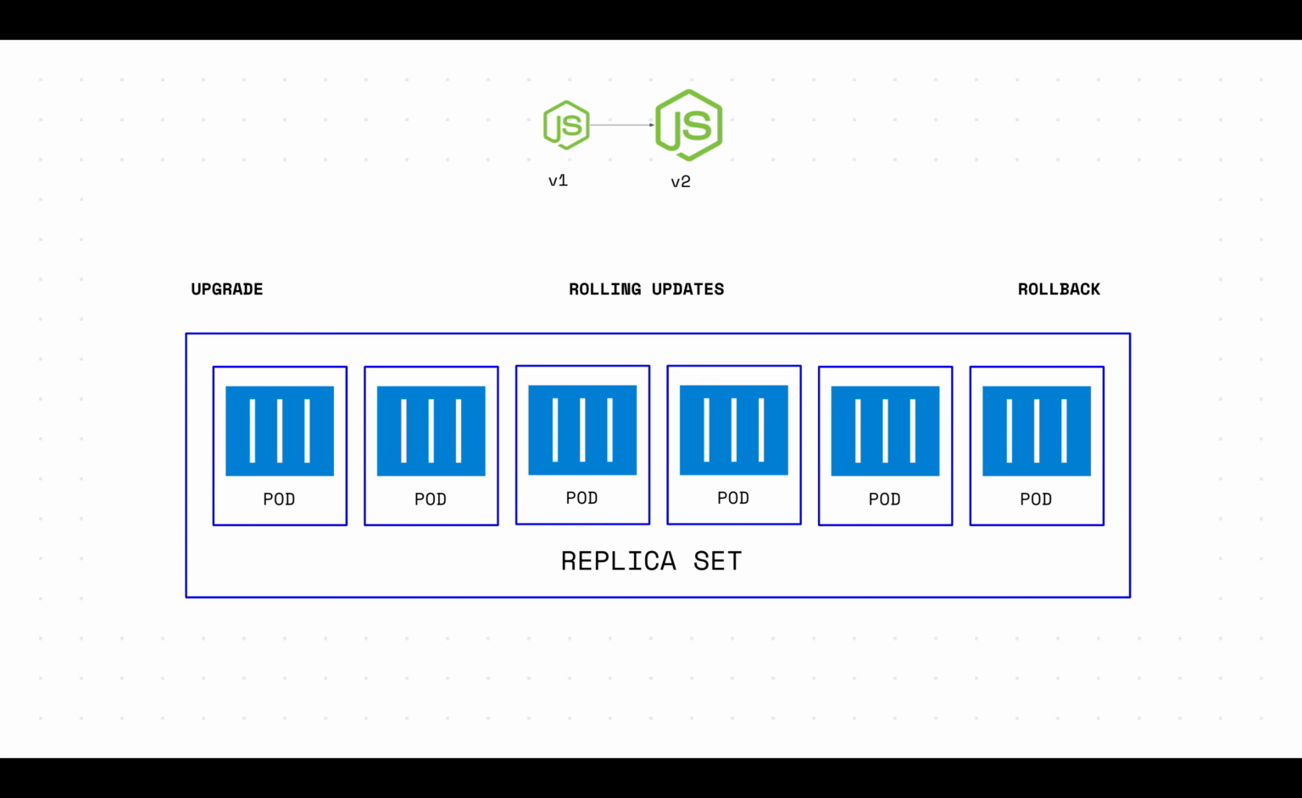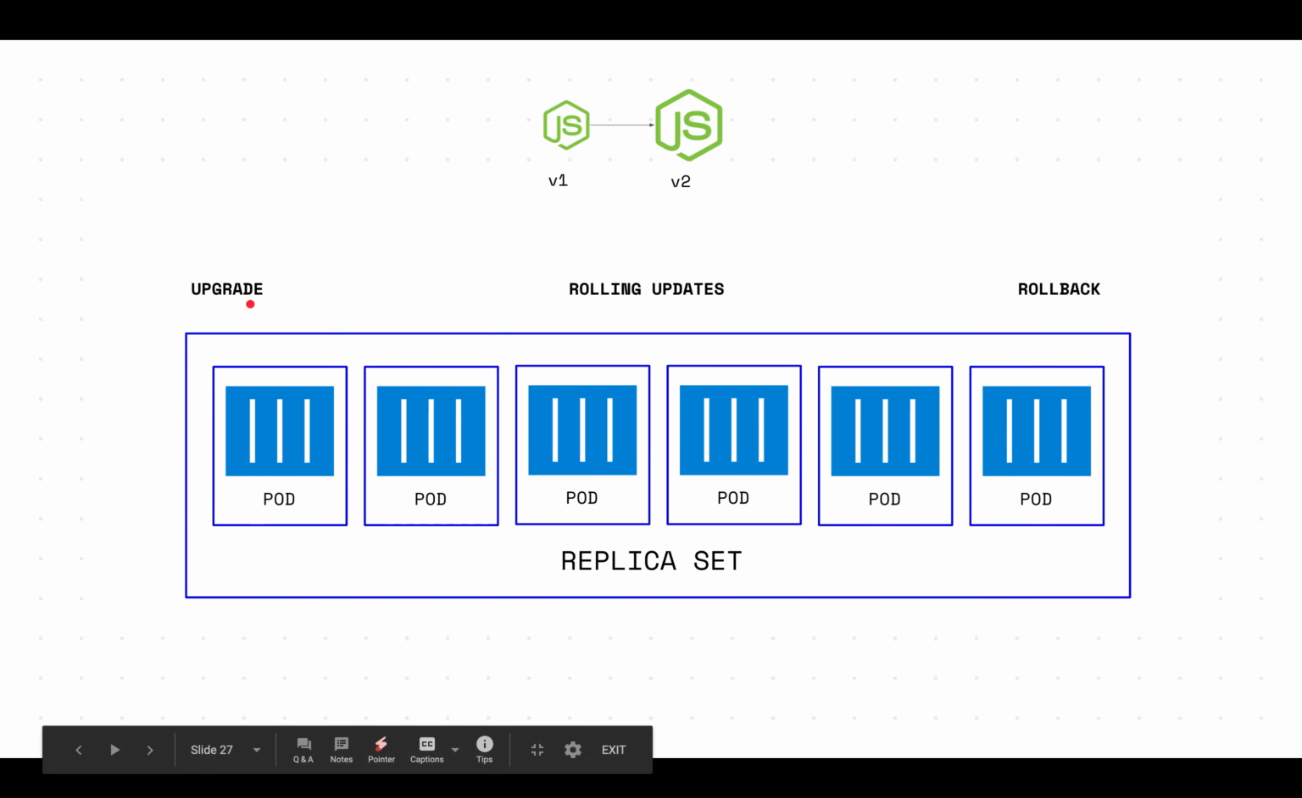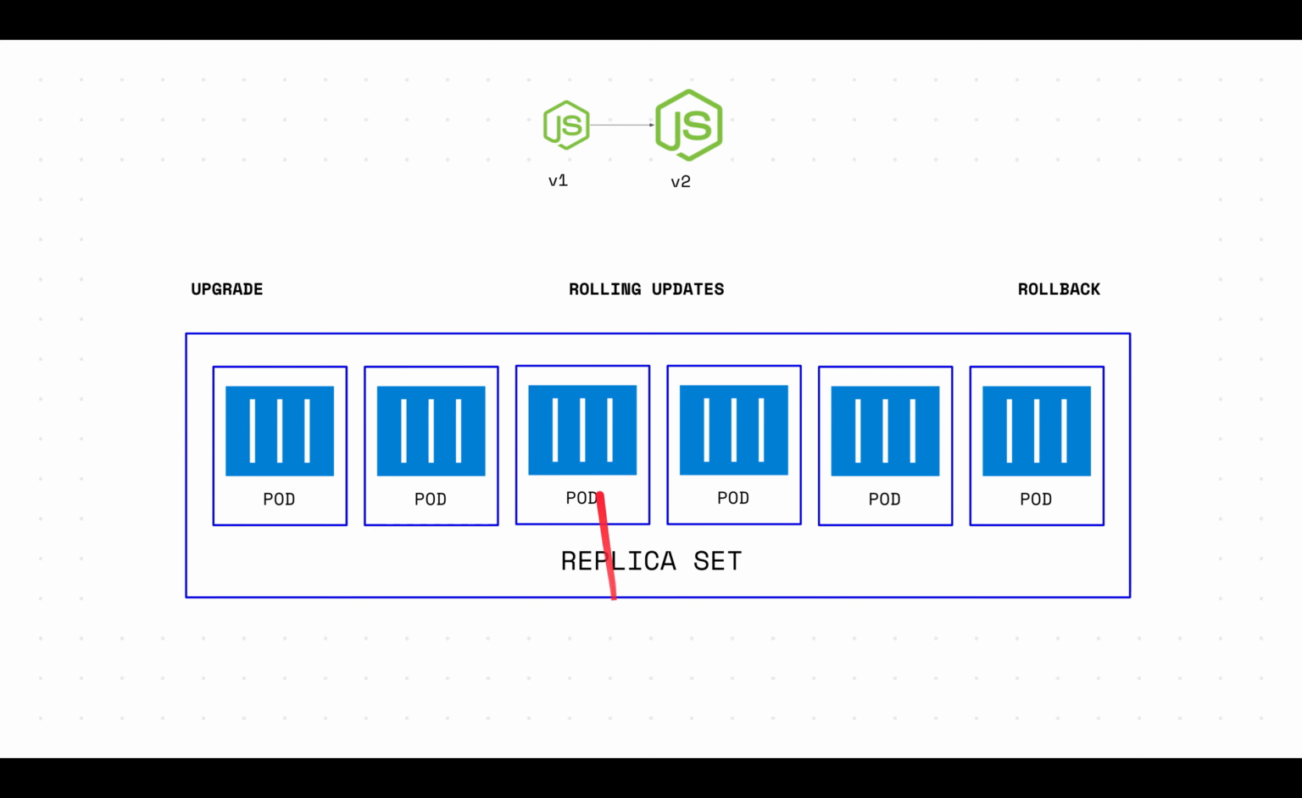That's upgrading to your new Docker image. If you have several replicas, you also want to worry about a rolling update in such a way that you don't delete all the pods at the same time. You have to delete one, replace it with the new version, delete the second one, replace it with the new version, delete another one, replace it with the new version. That's a rolling update. Now, take for instance, you roll out version 2 and you notice a bug. How do you roll back to version 1?